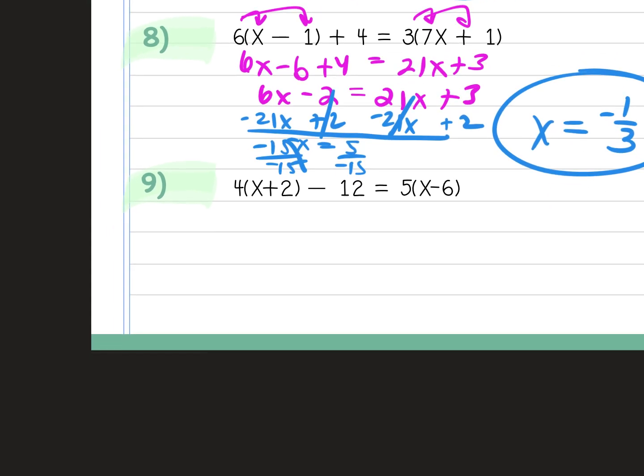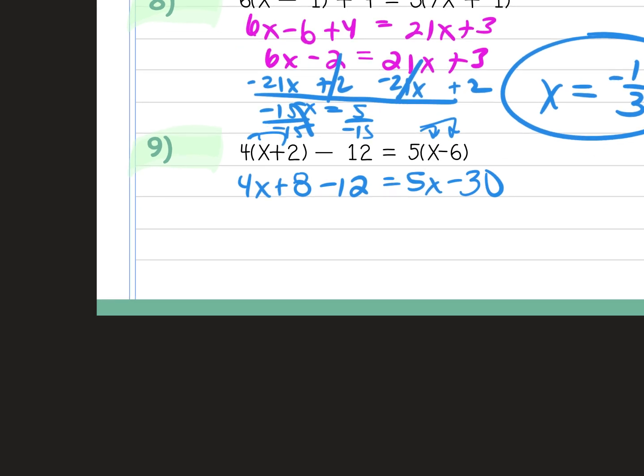All right, again, look at number 9. What do we do with the 4? We're going to distribute. Good. So I have 4x plus 8, and then I still have the minus 12 equals. We're going to distribute here. So I have 5x minus 30. Good. We can still combine like terms on the left-hand side. So I'm going to have 8 minus 12 is going to be 4x minus 4 equals 5x minus 30.